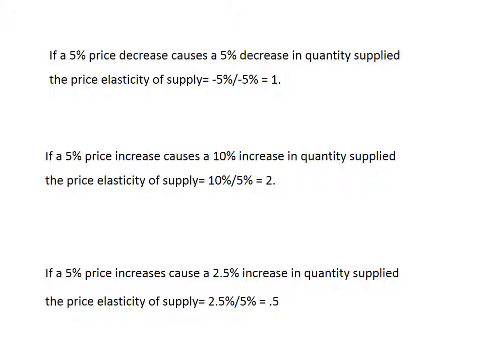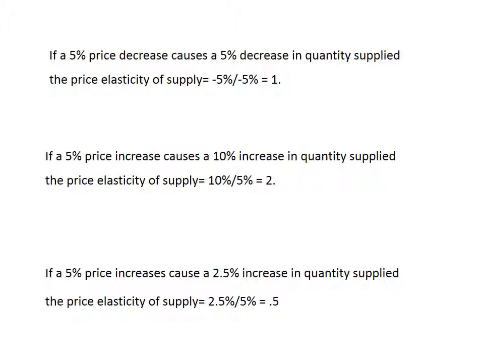Let's say a 5% price decrease causes a 5% decrease in quantity supplied. The price elasticity of supply is now negative 5% divided by negative 5%, which is just 1. And as with the price elasticity of demand, the price elasticity of supply is a unitless measure. So this is just a 1 with no hidden units. What this 1 is telling you is that a certain percent change in price caused an equal percent change in quantity supplied. Let's say instead a 5% price increase causes a 10% increase in quantity supplied. Now the price elasticity of supply is 10% divided by 5%, which is 2. The 2 is saying the quantity supplied in percent terms changed twice as much as price did.